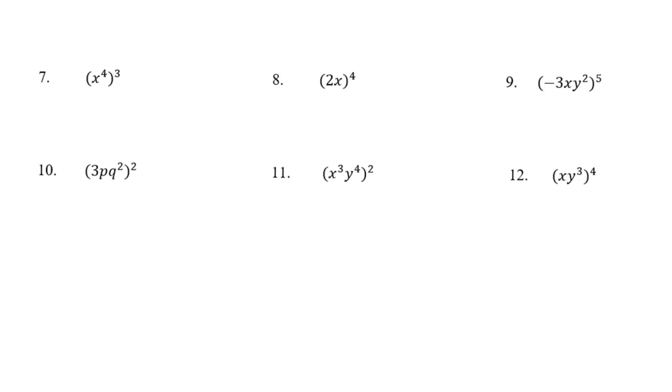Okay, our first step is to make sure everything has an exponent. Looking at number 7, it does. So we're going to distribute the 3 to the 4. When we distribute, we multiply, so we get x to the 12th.